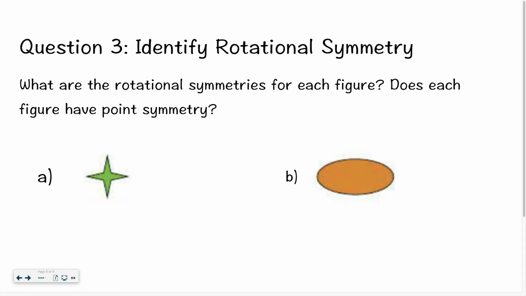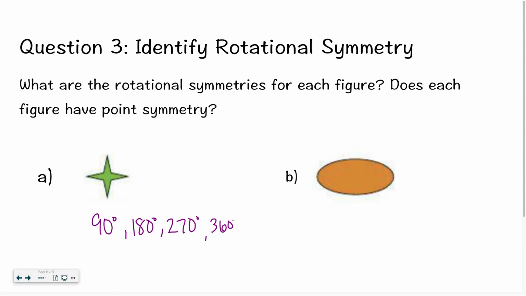Hopefully for this first one, you realized that you could rotate it and it would look the same 4 times. So you said that it had rotational symmetry at every 90 degrees. So it'd be 90, 180, 270, and then we're back to the 360.